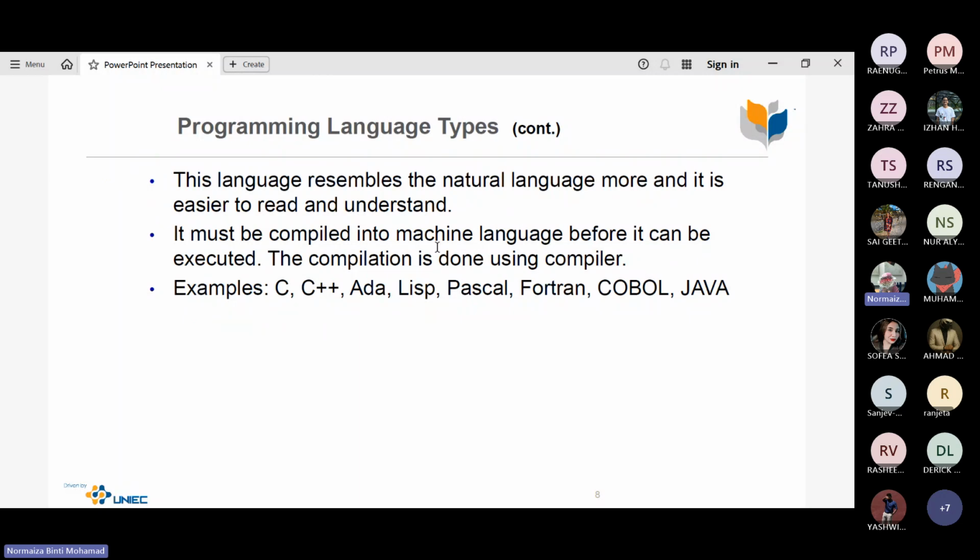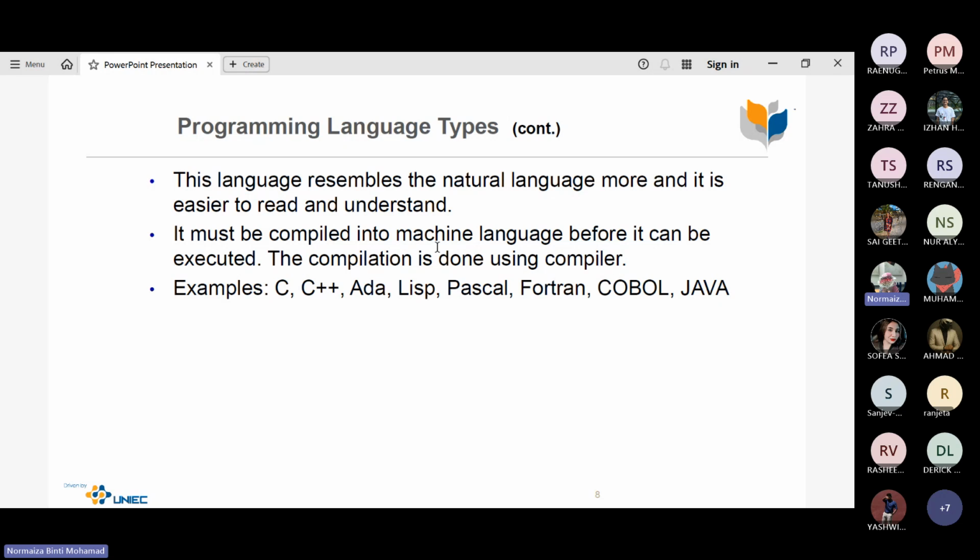The third type of programming language resembles the natural language more. It's easier to read and easy to understand. It must be compiled into machine language before it can be executed. So the compilation is done by using a compiler.